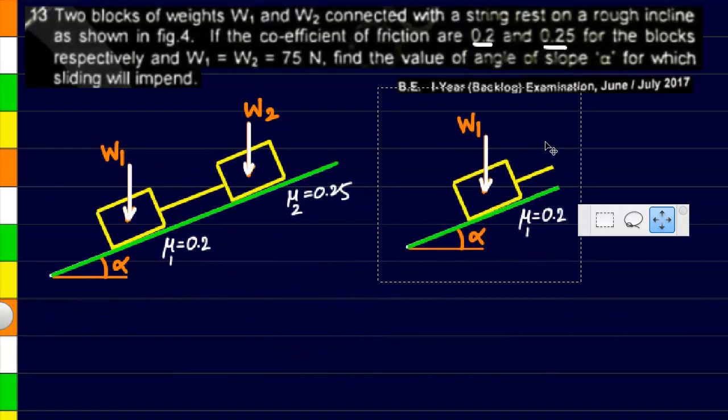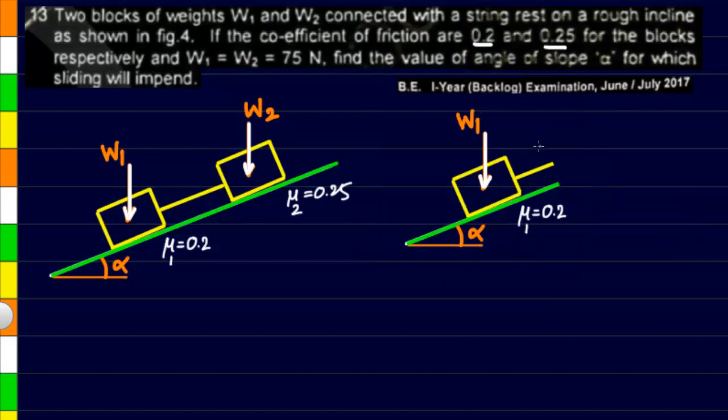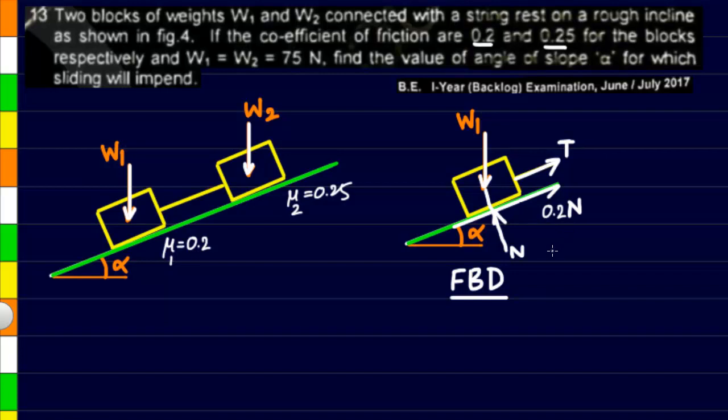First, I'll take a free body diagram of the first block, the lower one. And now let us create a free body diagram for this. Let's put all the forces that are acting on this block. This is the tension with which the string is pulling it up. Then we will have a normal reaction here. There will be a friction force acting upwards, and its value will be 0.2 times the normal reaction.